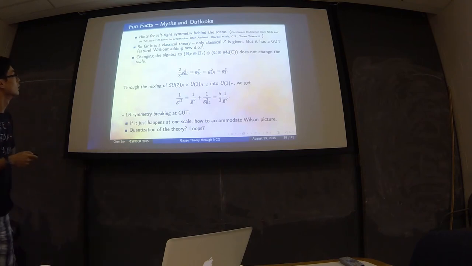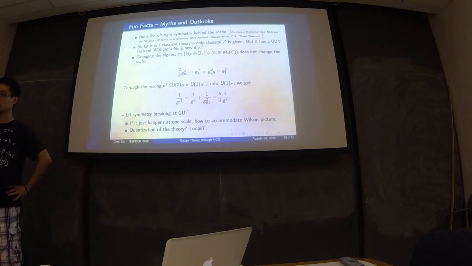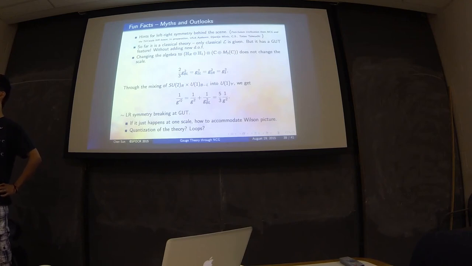Okay, and also, the GUT relation comes up, but there's nothing that tells you where that scale has to be, and you basically adjust that by hand if it fits the phenomenology, and other things.